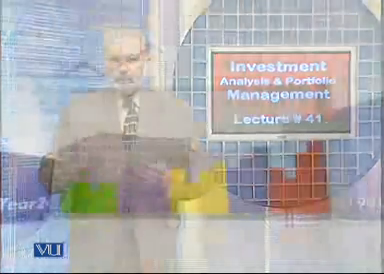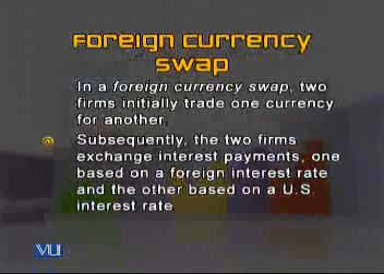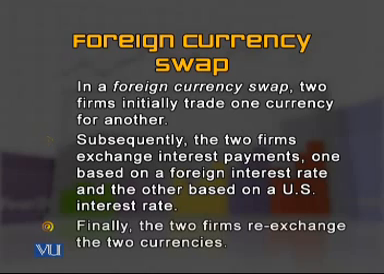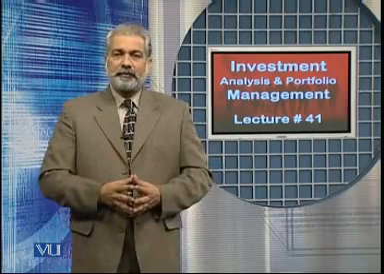So once you bought or sold one, subsequently the two firms exchange interest payments, one based on a foreign interest rate, the other in the local currency, say the US interest rate. So finally, the two firms then re-exchange the two currencies. Two countries may be involved, two products of two countries, two interest rates of two currencies, two foreign currencies of two countries are involved and exchanged and re-exchanged to settle the product.